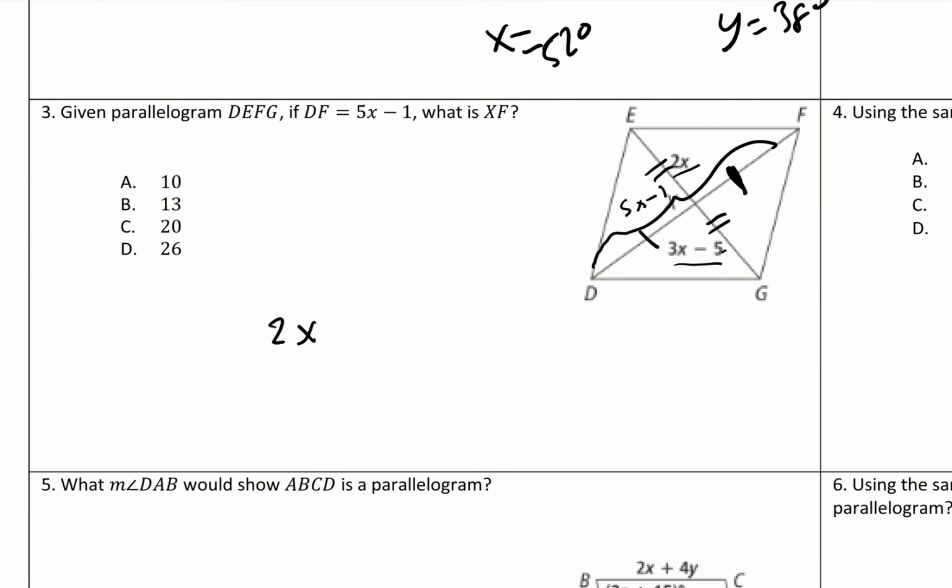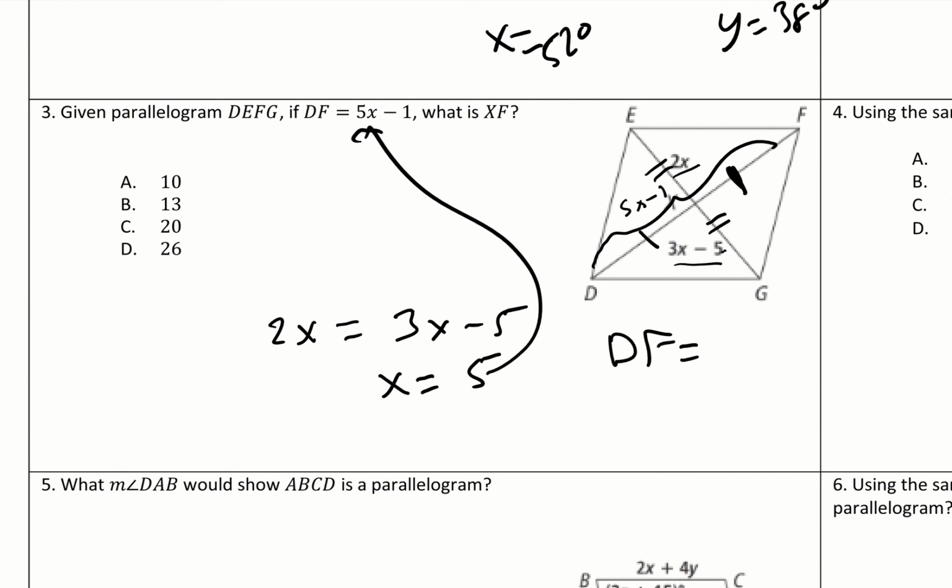For a parallelogram, the diagonals cut each other in half. So 2x is equal to 3x minus 5, which means x is equal to 5. And then we plug it into DF, which is the 5x minus 1, right? Plug that in there. 5 times 5 minus 1 is 24. And then XF has to be half of DF, so it's going to be 24 divided by 2.